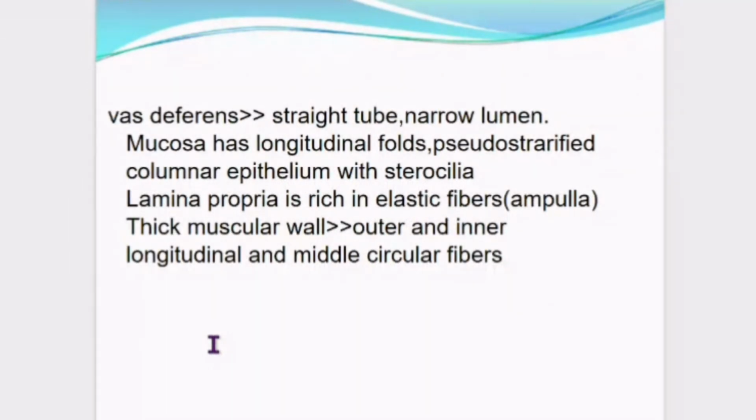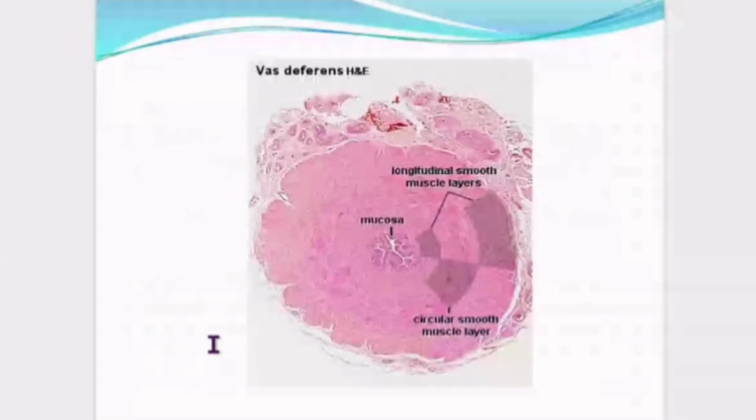Then from the epididymis, you move to the vas deferens. Things you need to remember again: the epithelium is still pseudostratified, the mucosa has numerous longitudinal folds, and it has three layers of smooth muscle fibers: inner longitudinal, middle circular, and outer longitudinal. This one you need to remember. But then the epithelium is pseudostratified. Done.